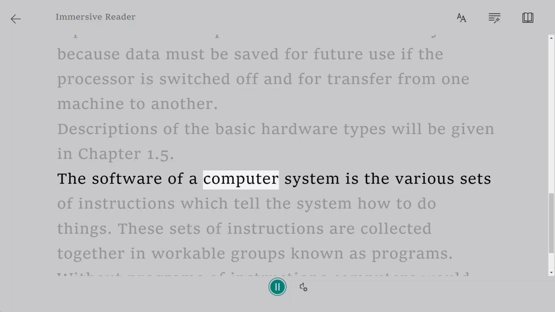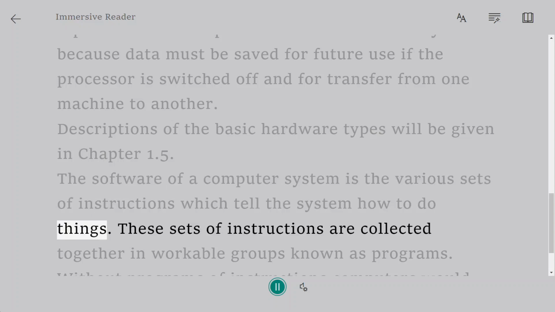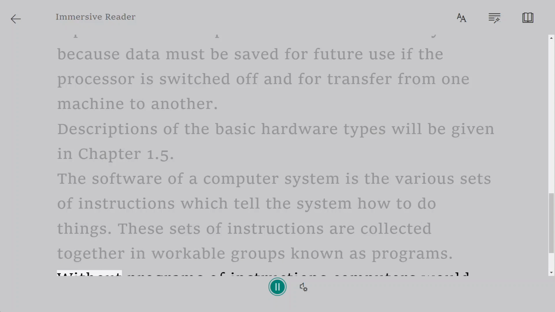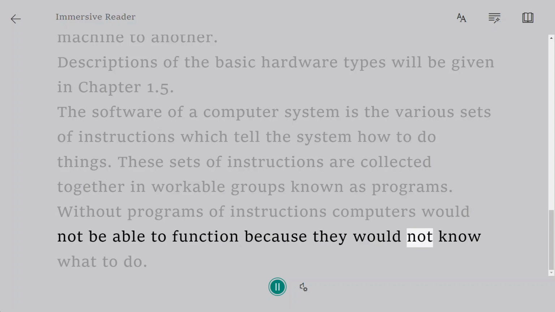The software of a computer system is the various sets of instructions which tell the system how to do things. These sets of instructions are collected together in workable groups known as programs. Without programs of instructions, computers would not be able to function because they would not know what to do.